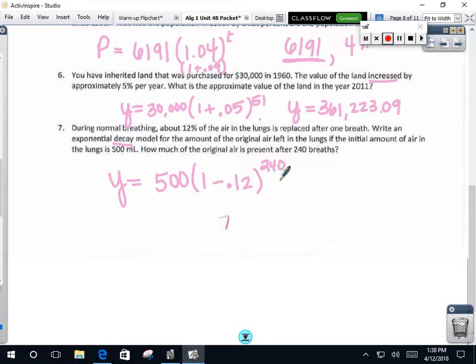Right. Okay, but tell me what that number means. Okay, but like, what is at the end of that number on the calculator? Which is scientific notation. Is it a negative number or positive? Okay, so that means it's a very small number, close to 0. So we're just going to put 0. 0 of the original air is present after 240 breaths.